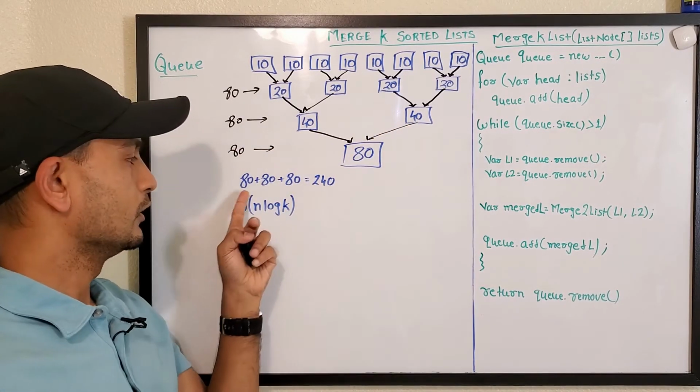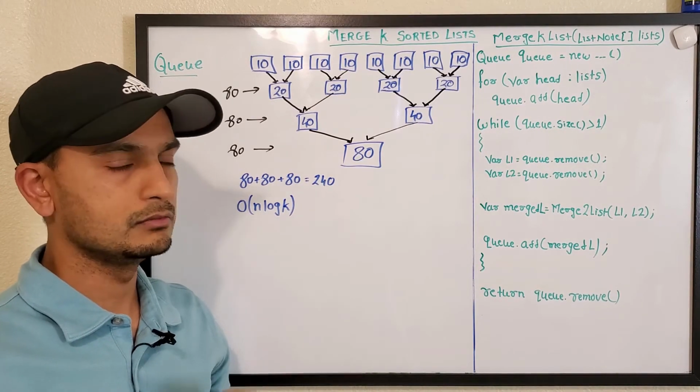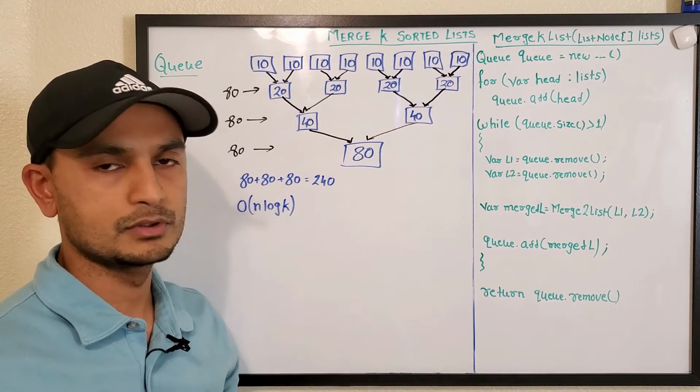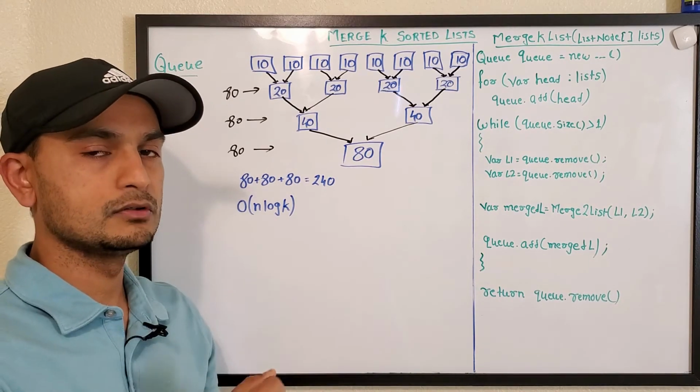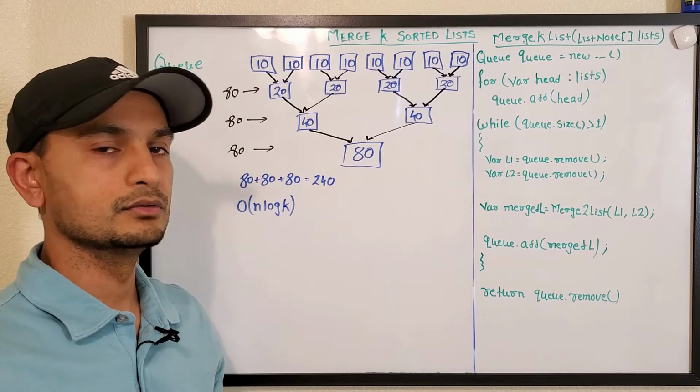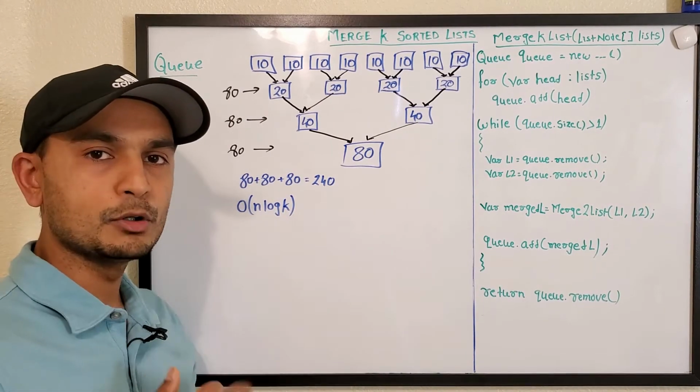So all in all, we are working on 240 elements, we are comparing 240 elements, whatever you say. So this is definitely better than the previous approach where we were working on 350 elements. So that's why I would say that this is a better approach. So what is the time complexity on it?